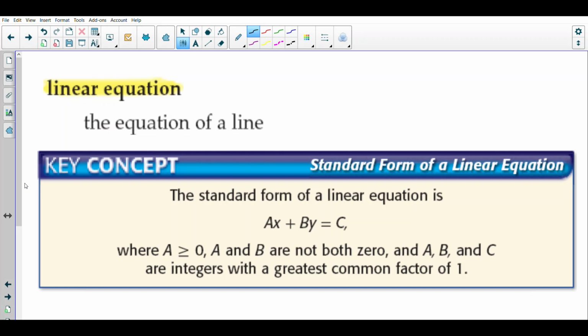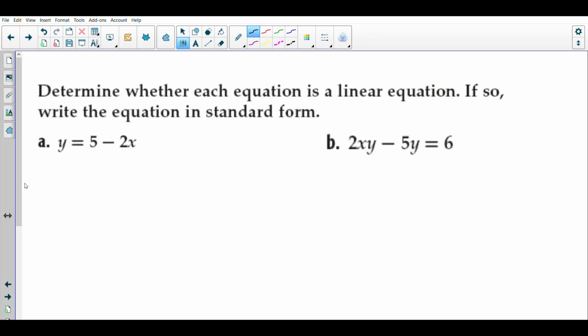Okay, so determine whether each equation is a linear equation. Remember, we're looking for ax plus by is equal to c. Remember, a or b can be 0, but not both. And notice how x and y are just by themselves. They're separate. They're not together. So they're to the first power. Those are the things we're looking for. So for a, y equals 5 minus 2x. Well, absolutely. If we notice that y and x are by themselves, their coefficients are both not 0. So this is a linear equation. So yes.